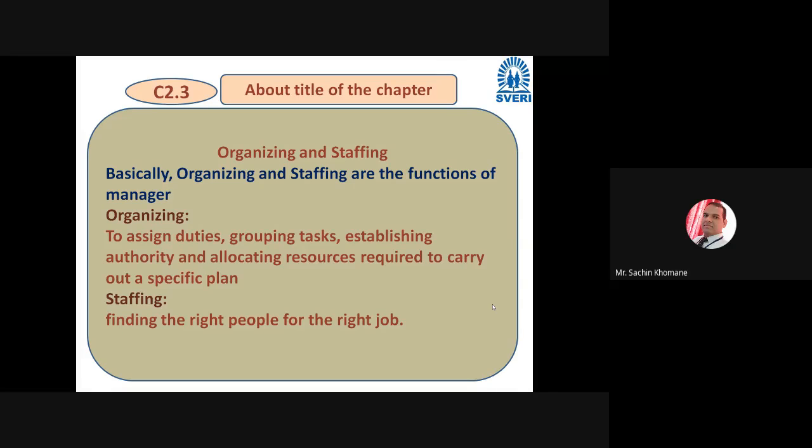So I hope you understood with the help of this analogy what is the meaning of organizing and staffing. Okay, so that we have to discuss in detail in this particular chapter.